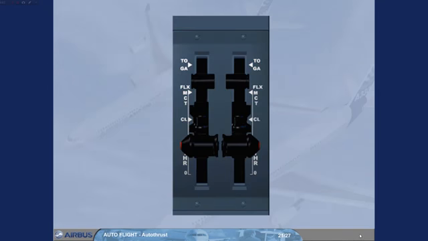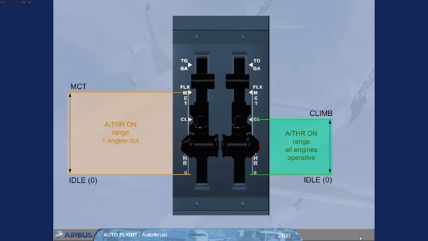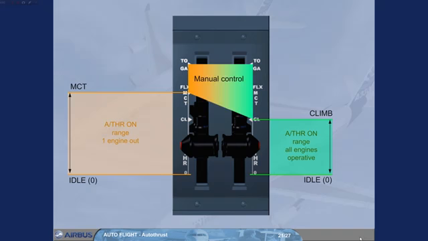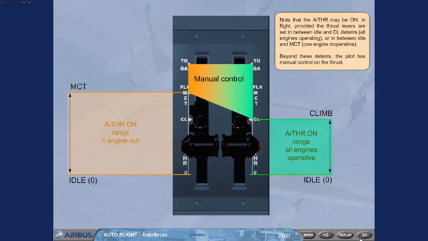Note that the autothrust may be on in flight, provided the thrust levers are set in between idle and climb detents, all engines operating, or in between idle and MCT, one engine inoperative. Beyond these detents, the pilot has manual control on the thrust.